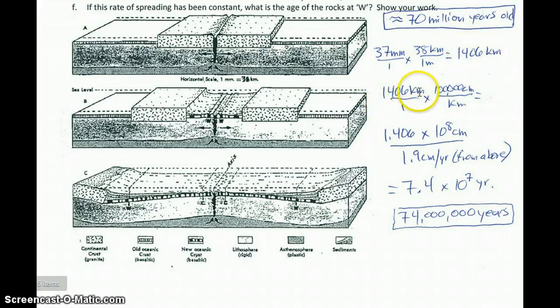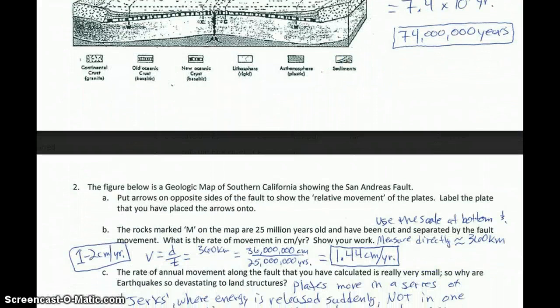Well, 1,406 kilometers over 1 times 100,000 centimeters per kilometer tells me that it's 1.406 times 10 to the 8 centimeters divided by 1.9 centimeters per year. This is the rate that we solved from above, the problem before. It tells me that it's 7.4 times 10 to the 7th years old, or about 74 million years old. So I would say about 70 is close enough for this. Moving on to the next problem.